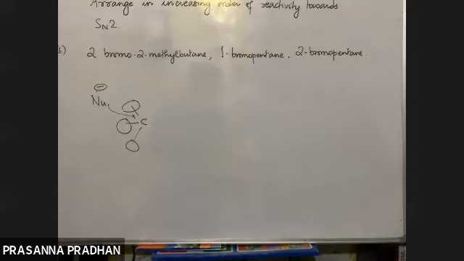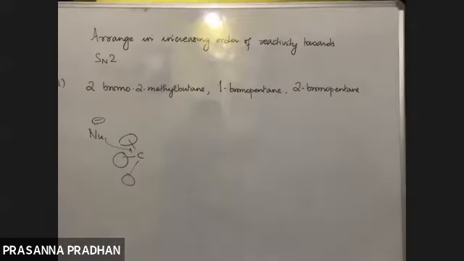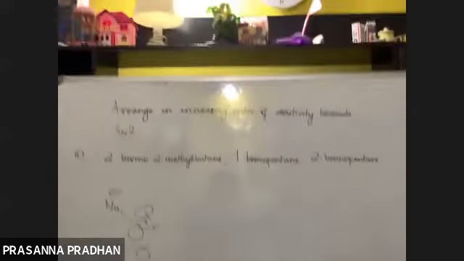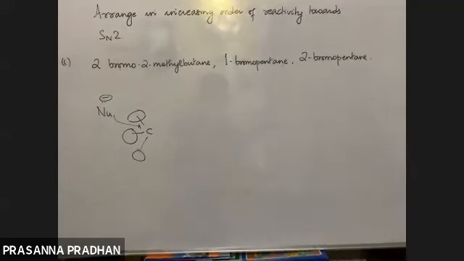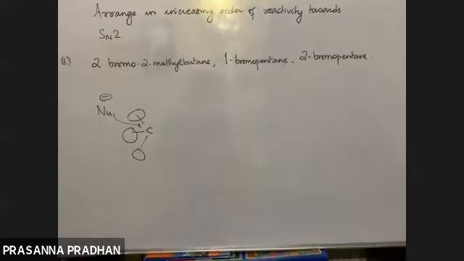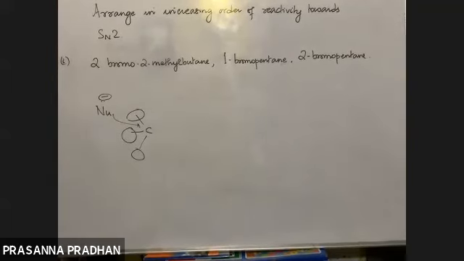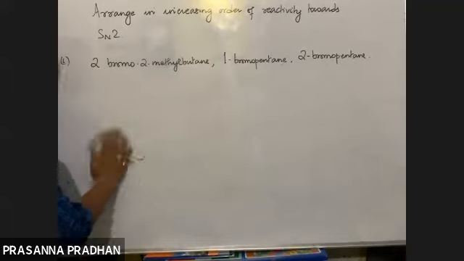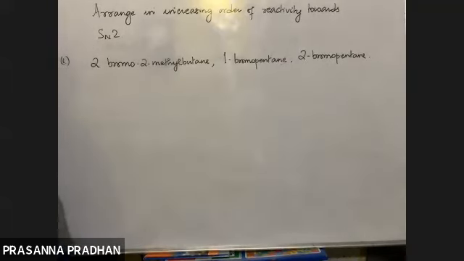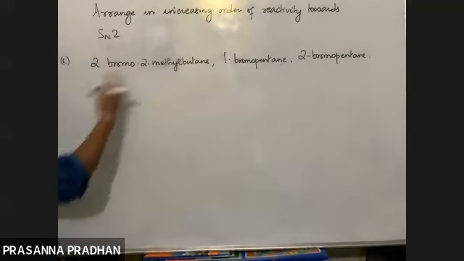Arrange in increasing order of reactivity towards your SN2 reaction. So what are the things which are given? 2-bromo-2-methylbutane, 1-bromopentane, and 2-bromopentane. So we are supposed to arrange these three in increasing order of reactivity towards your SN2 reaction. So let us see, let us draw the structure.